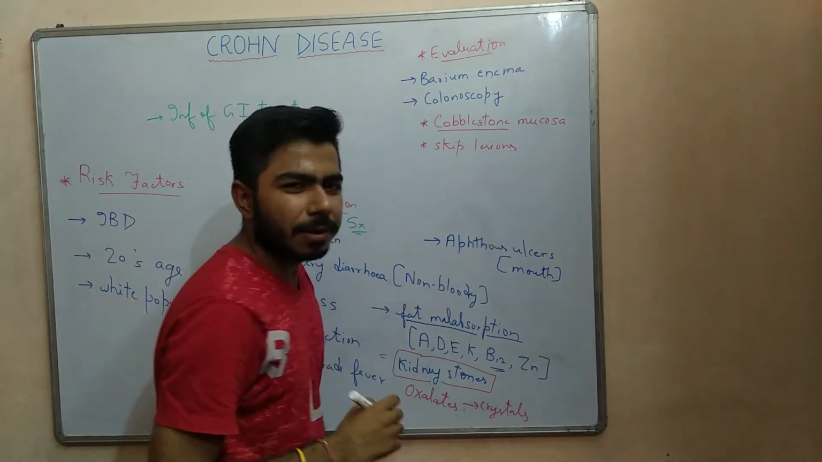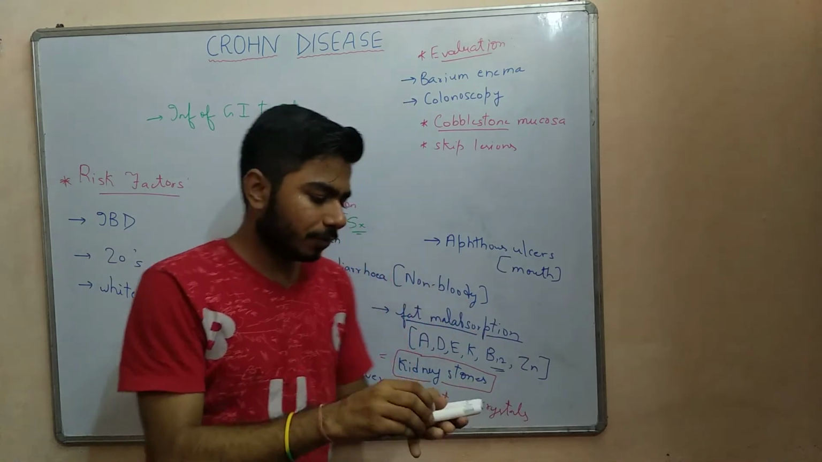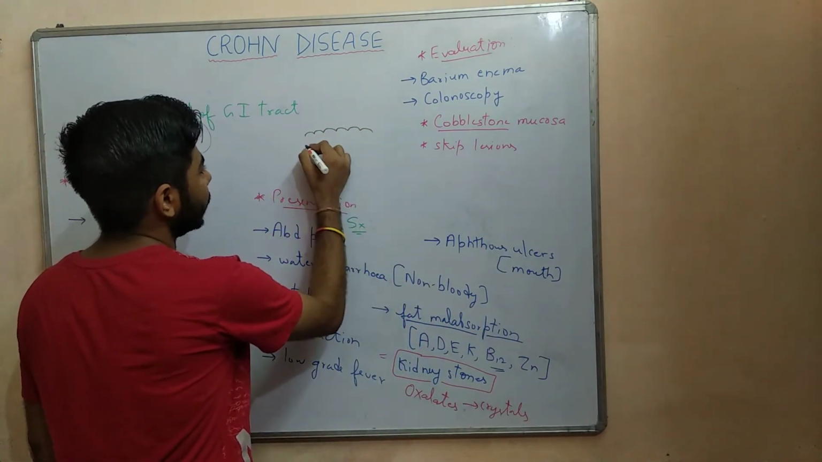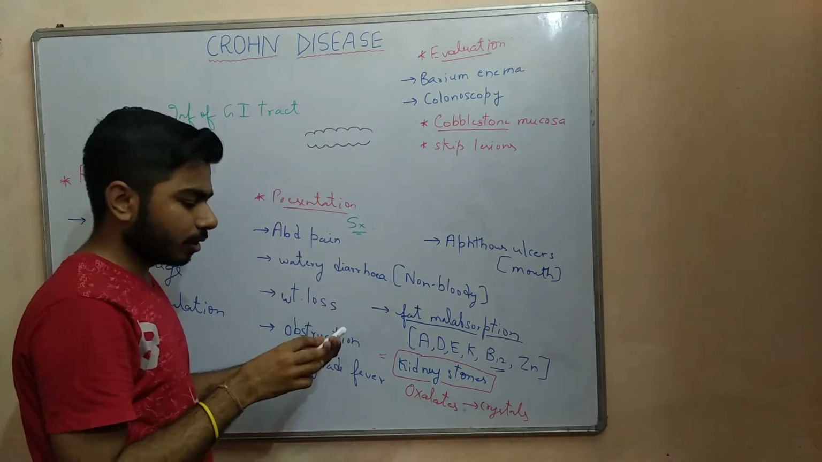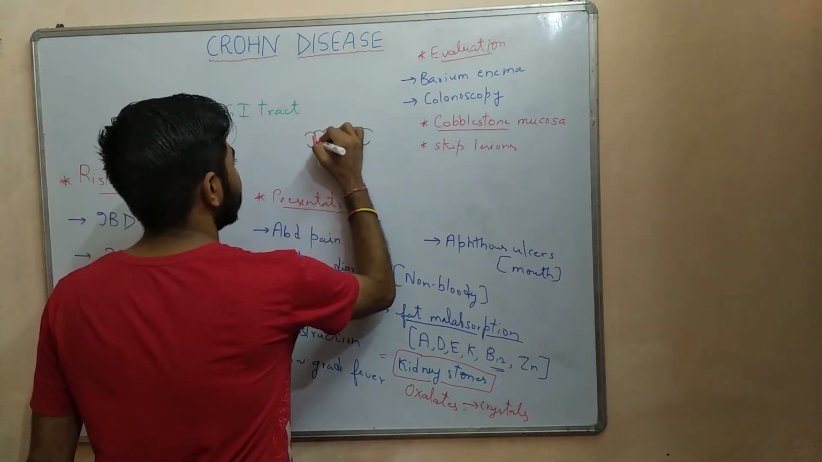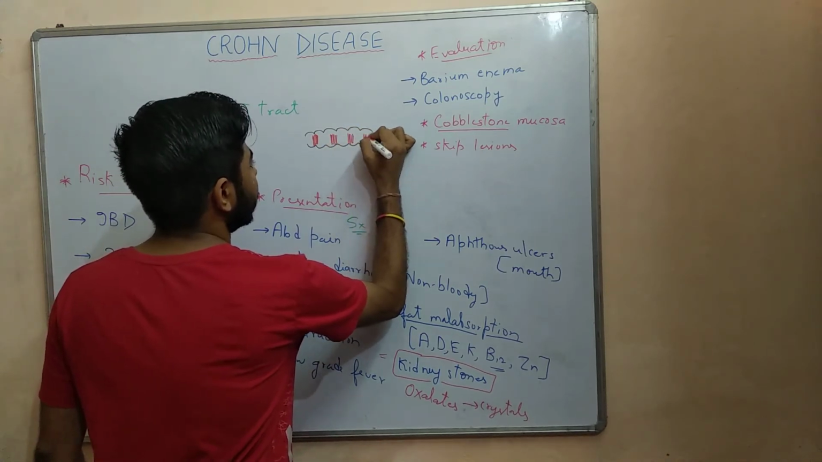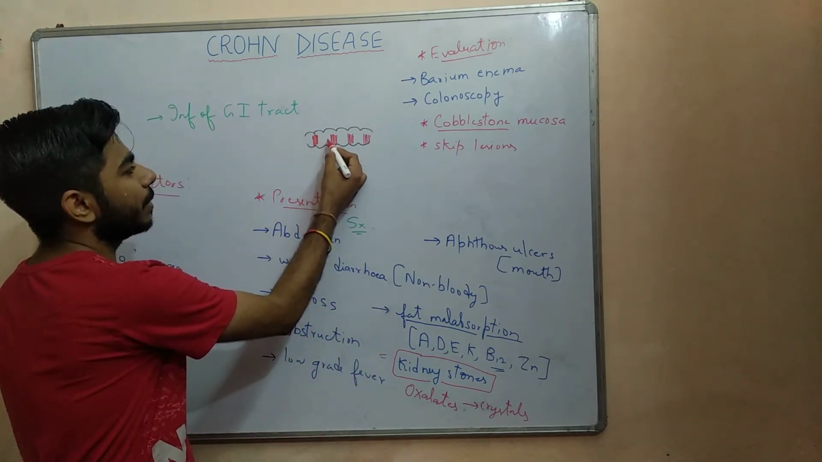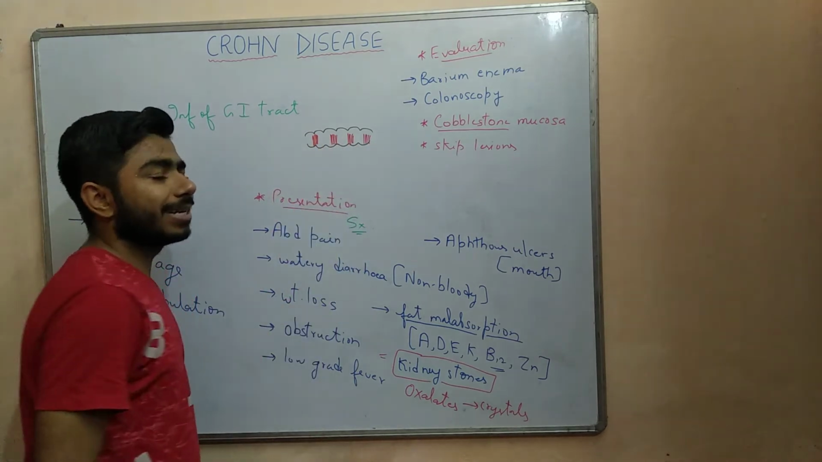Now, what does it mean, skip lesions? Skip lesions means, if this part is the part of the small intestine, let's say, and this portion is having Crohn's disease, they are having some kind of skip lesions. So how will the skip lesions be forming? Let's say these are the lesions. These lesions are present in a pattern of skipping, because this lesion is skipping this part and this lesion is skipping this part. That's why we call this kind of pattern skip lesions.